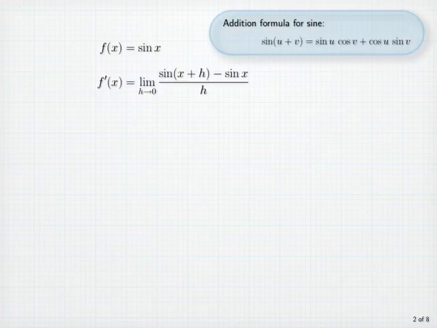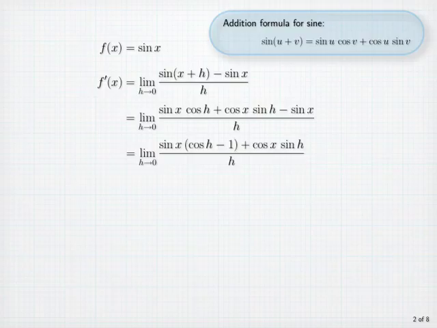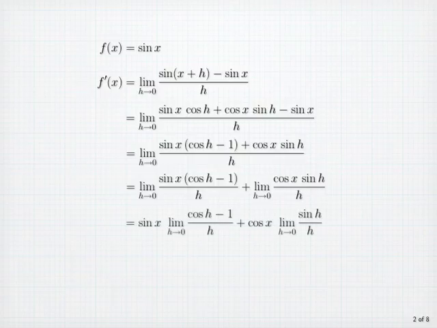Using the addition formula for sine, we rewrite sine of x plus h as sine x times cosine h plus cosine x times sine h. Now we factor sine x from the first and last terms in the numerator, break the fraction up into two terms, and then bring sine x and cosine x outside of the limits since those factors are independent of h.